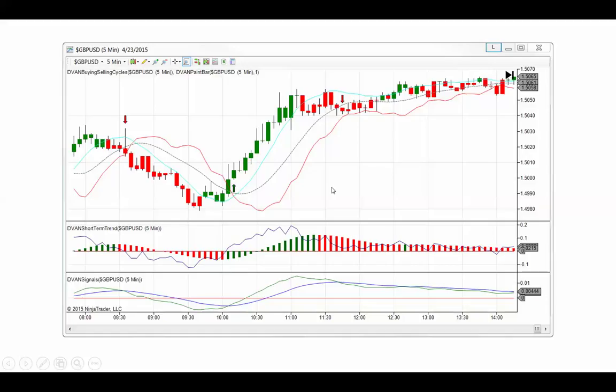First I have a chart of the pound dollar on a 5-minute basis. As I mentioned, these are all charts from Thursday, April 23rd, the morning session leading into the close in Europe. Good time to trade the Forex markets.